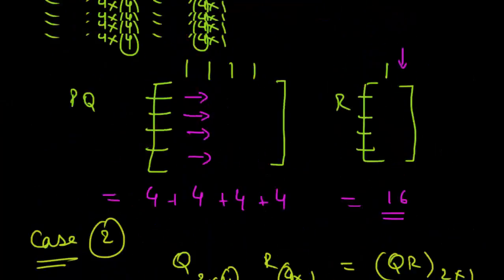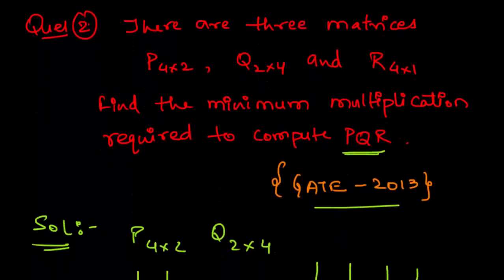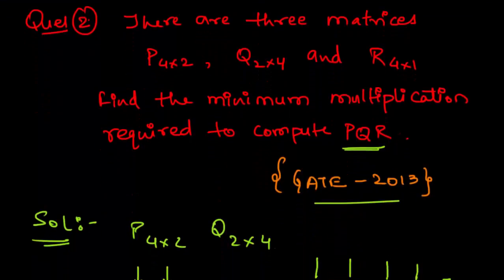So yeah, let's revisit the question again. So we are required to find the minimum multiplication required to compute PQR. So the answer will be 16. Just try to solve this yourself and check whether you are getting 16 as an answer. 16 was the correct answer.